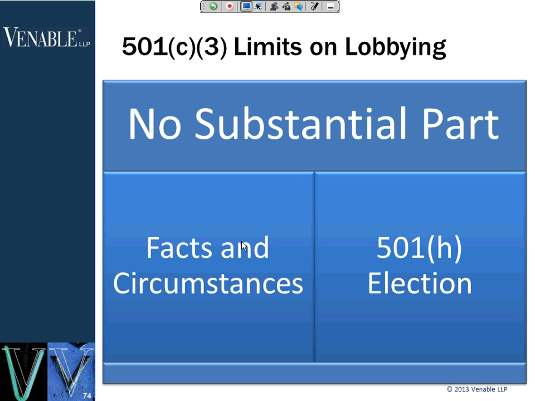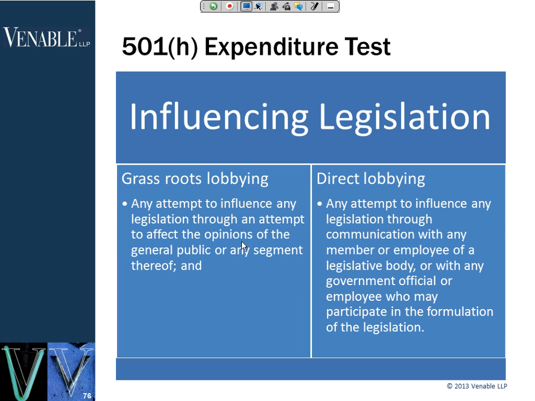The other test is a pure expenditure-based test, and it's called the 501H election. Under the 501H expenditure test, an organization has clear definitions of what is and is not lobbying, and there are a series of exceptions from the definitions of lobbying. Grassroots lobbying will be attempts to influence legislation through the attempts to affect the opinions of the general public, and those communications will be considered grassroots lobbying if they include a call to action. Direct lobbying is your traditional concept of engaging in direct communications with covered officials about legislation.